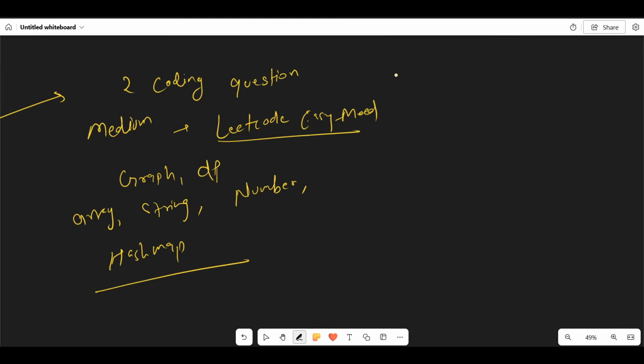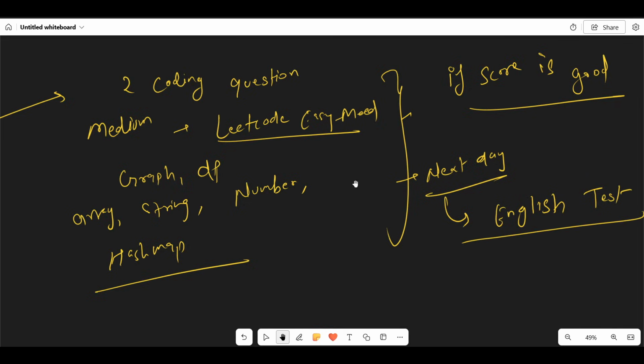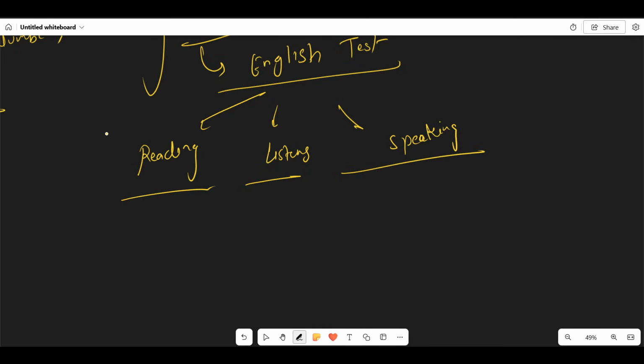Out of these coding questions, depending upon how many students are participating in the test, if your performance is very good, then after completing these two coding questions, by the next day only, you will be getting your English test. Now this English test is basically a communication test in which they will be judging your skills in reading, listening, and speaking. You will be getting questions like listen and repeat, grammar related questions, and speaking on some topics, speaking the answers. So this kind of communication assessment will be there, which is the English test in IBM.